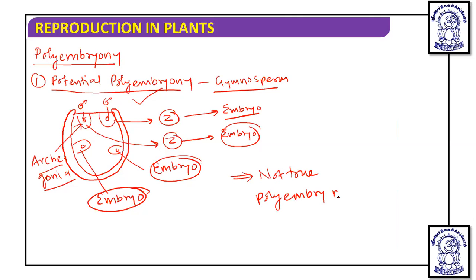Why is it not true polyembryony? Because if multiple embryos arise from one zygote, then we can say it is true. But here, one zygote is forming one embryo. One egg cell is producing one embryo. The normal condition is maintained, so it cannot be considered true polyembryony. The next one, which we are going to talk about, is true polyembryony. That is the second one, cleavage polyembryony.